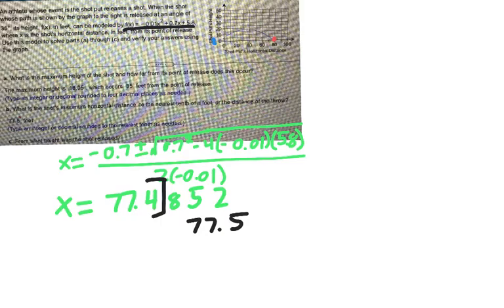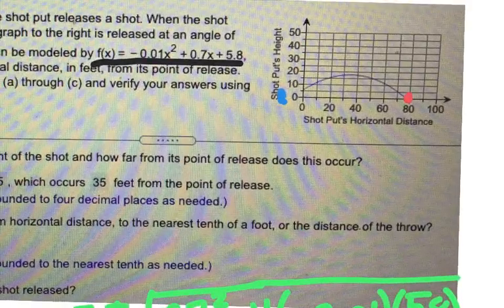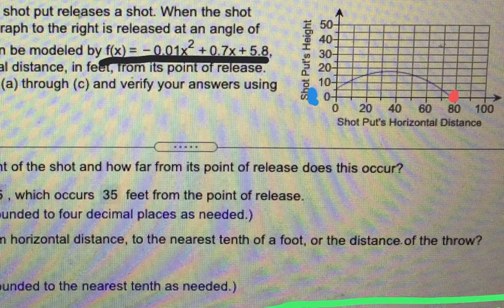And then part C wants to know what height the shot was released. So you've got to think about it. This is the shot put traveling along the x-axis, and this was its flight. So the height it was released at would be whatever it was when its distance was at 0. So that would be right here, the y-intercept.